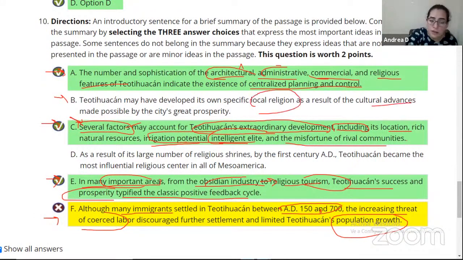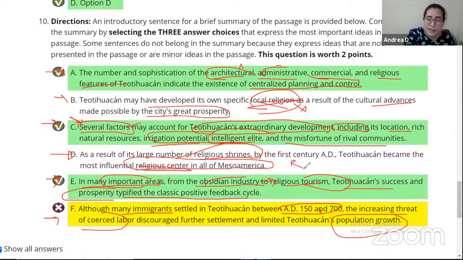If we look at B though, Teotihuacan may have developed its own specific local religion as a result of cultural advances made possible by the city's great prosperity. Was that really the main thing? Was Teotihuacan's religion the main topic? No, right? It was Teotihuacan's development, not the religion. So this is just one little thing that we don't care about. And the same goes for D: as a result of its large number of religious shrines, by the first century AD, Teotihuacan became the most influential religious center in all Mesoamerica. Again, religion. That's not the main idea.